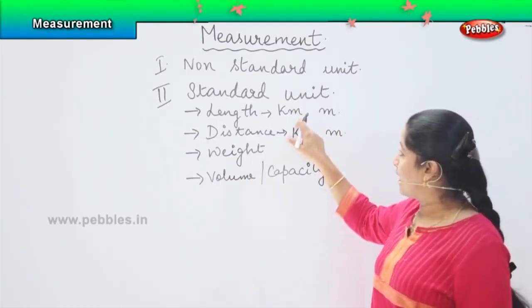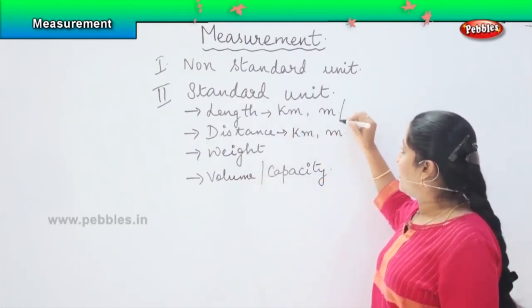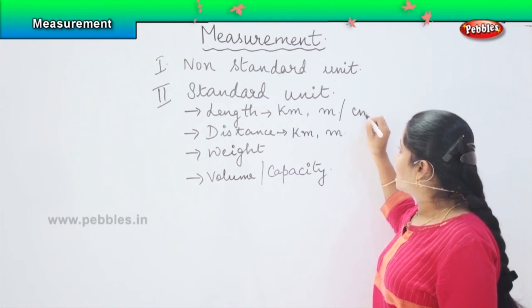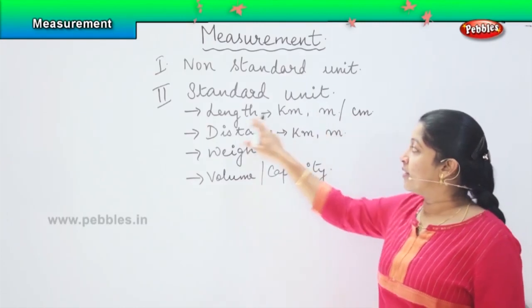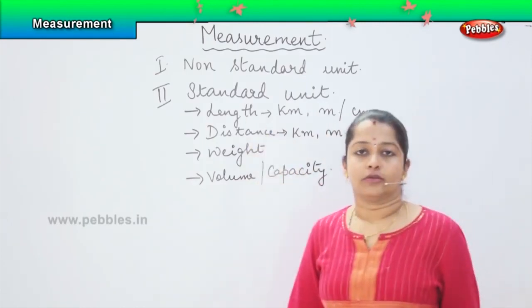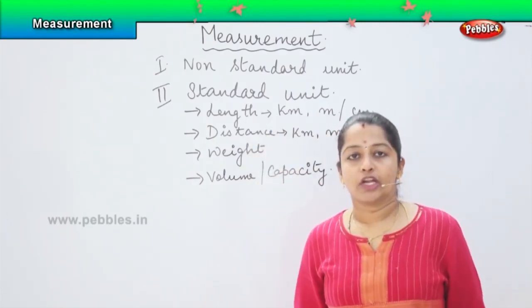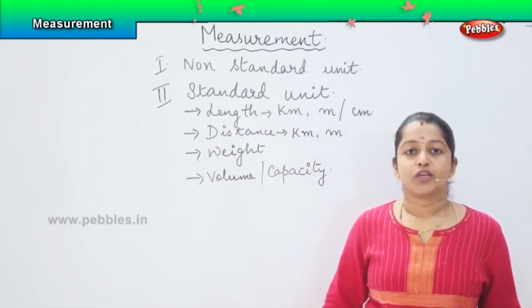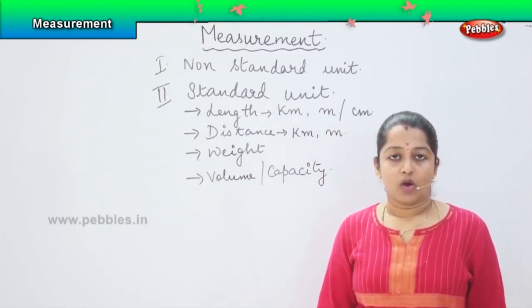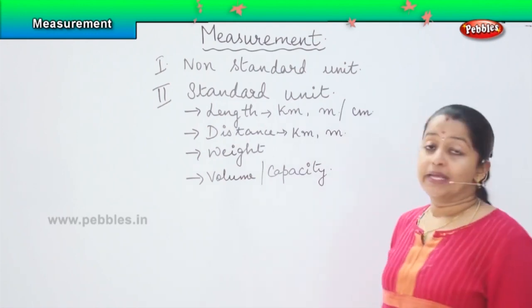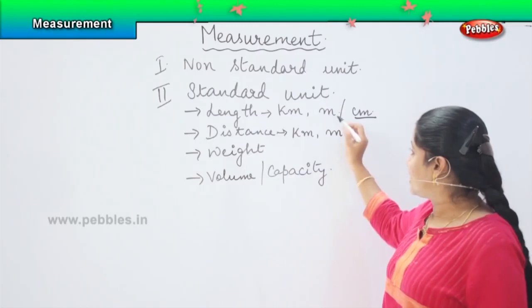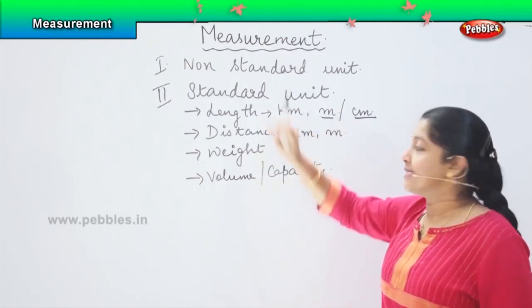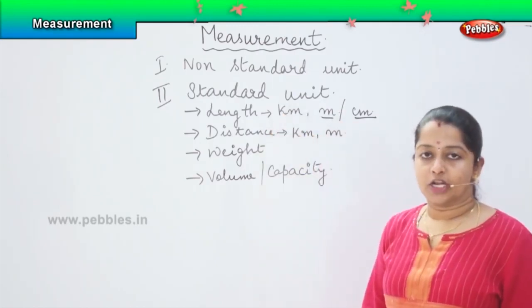So, for length, sometimes depending on the situation, we also use centimeter. When we are referring to the length of a cloth, cloth cannot be measured in kilometer. Cloth is something which we use to prepare our outfit, right? So for preparing the outfit and other things, we use centimeter and meter. In those cases, we will not be using the kilometer.